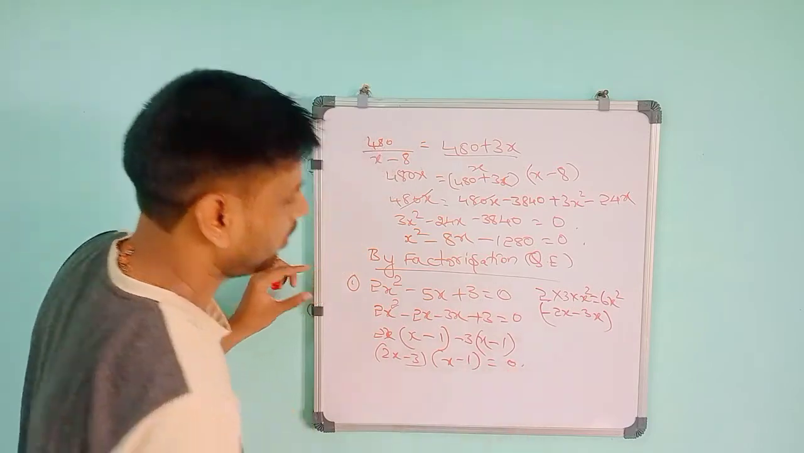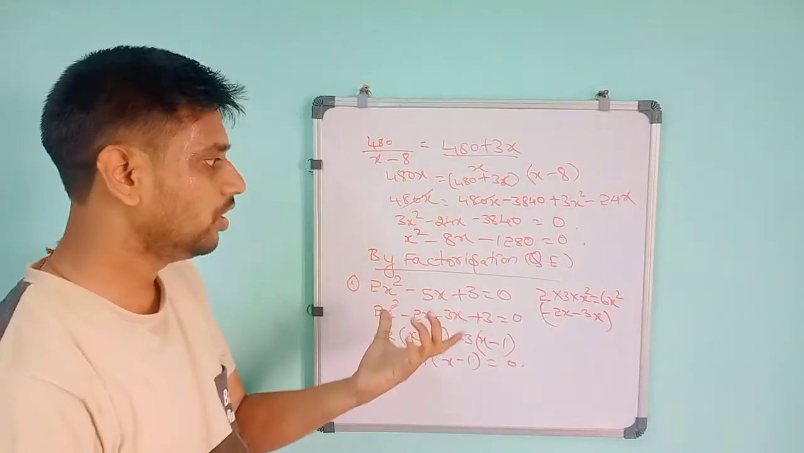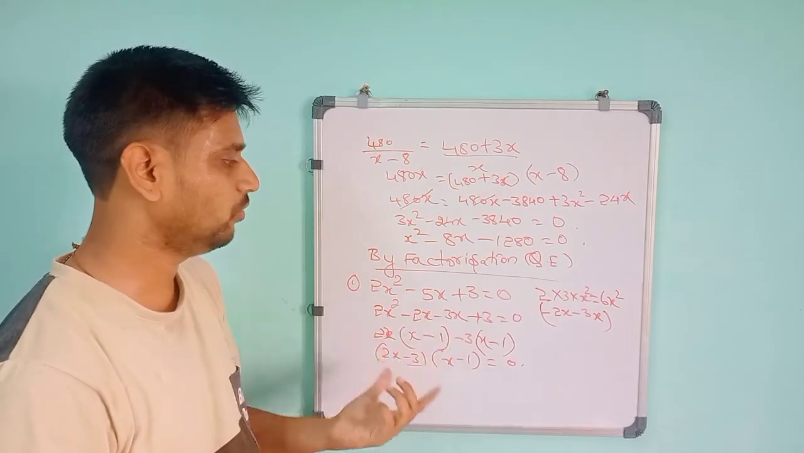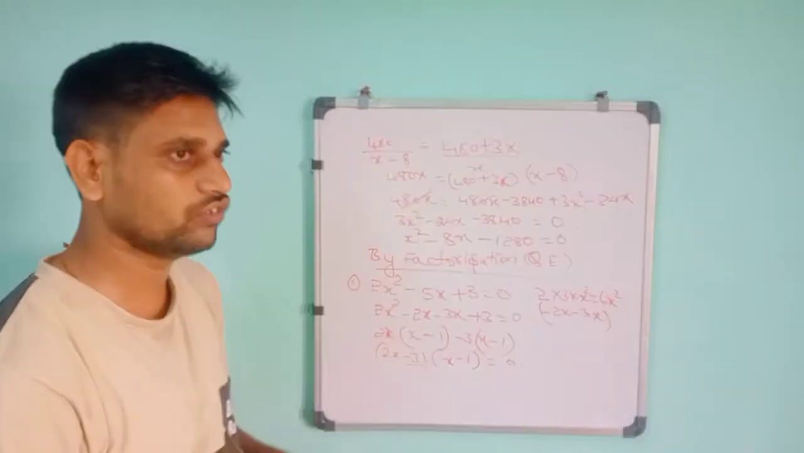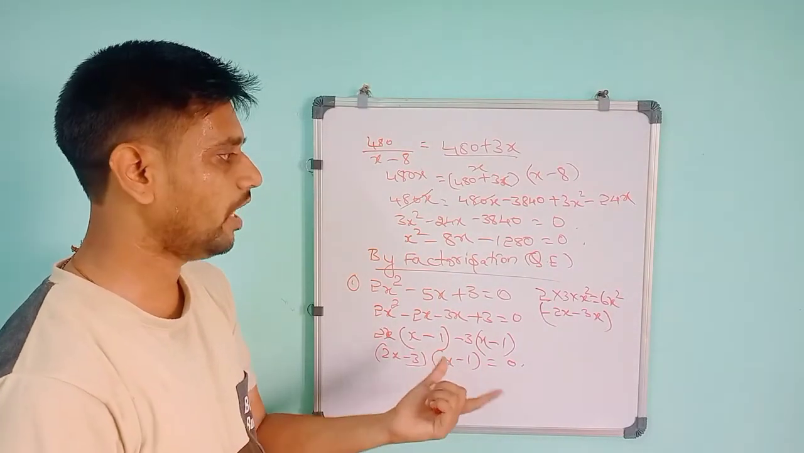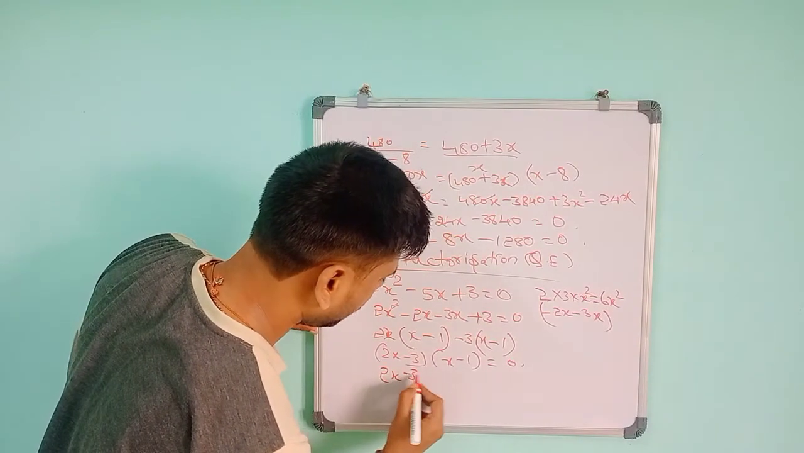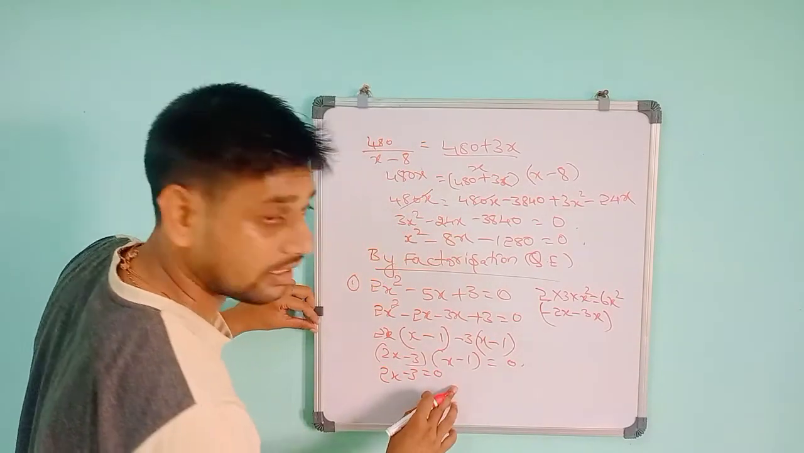So quadratic means, I told you, it is of degree 2. So it will have at most two roots, the same as 2 zeros. You will learn about zeros of the polynomial. So here it will have 2 roots, which are from 2x minus 3 is equal to 0 and x minus 1 is equal to 0.